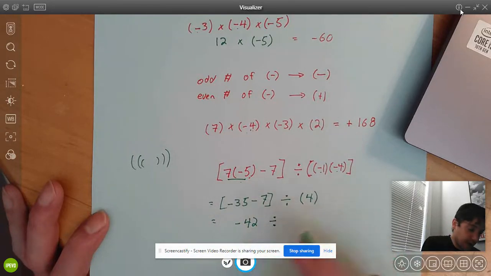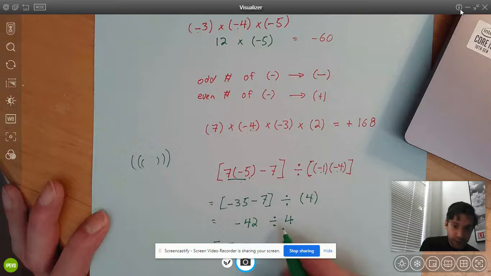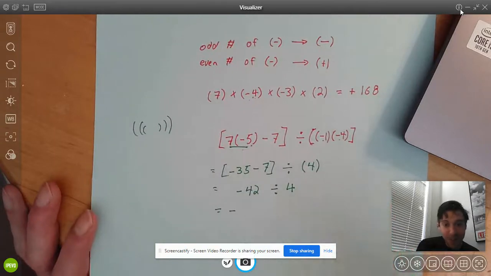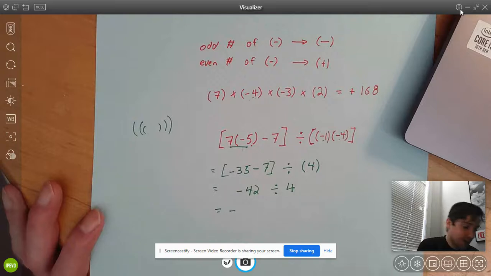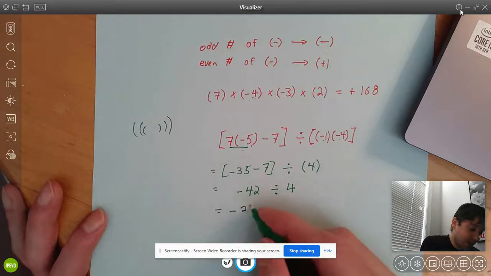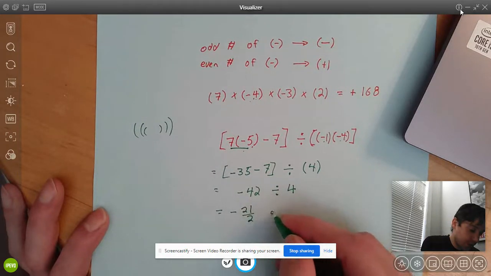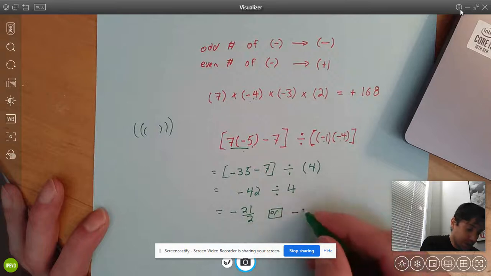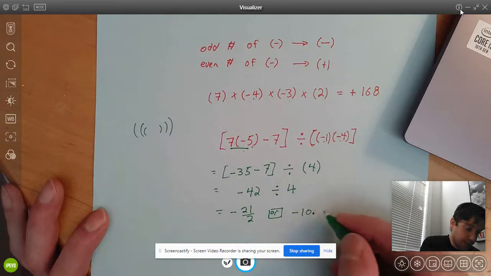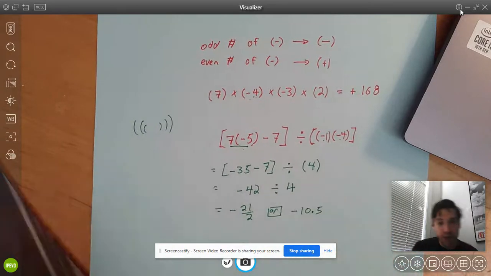Because again, I need to do whatever is in the brackets before I divide. So I've got to divide negative 42 by 4. Negative divided by positive, so my answer is going to be negative. And then it's going to be 42 over 4. I tried to make up a question that wouldn't give us a decimal, but I was doing it too quickly or too much pressure on the video. So you could either write that as negative 21 over 2, or, if I don't specify, I like fractions more, but we could also leave that as negative 10.5, depending on what type of question we were doing.